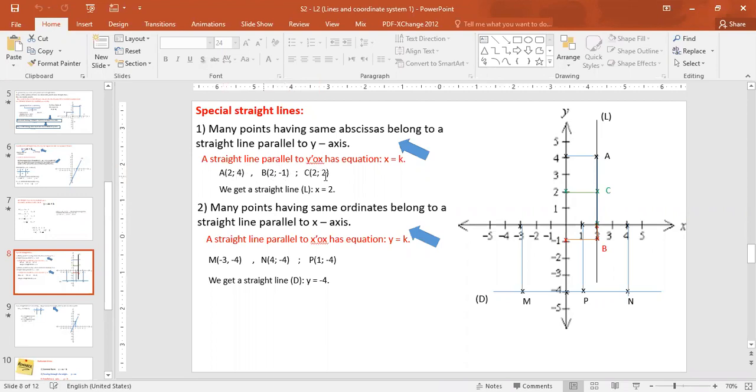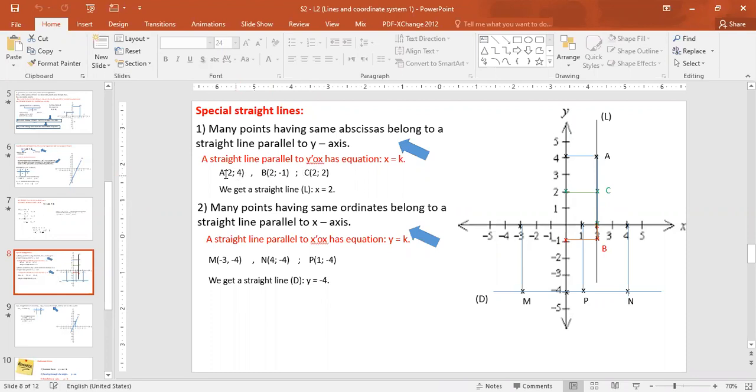Please, Yasmina, can you tell me what do you notice here about the 3 points? What did you see the same in the 3 points? They have the same abscissa? Yes, thank you, Yasmina. So the abscissa of A is 2, the abscissa of B is 2, the abscissa of C is 2. Now let's locate A, B, and C.